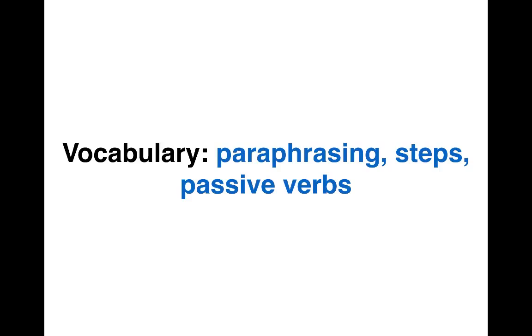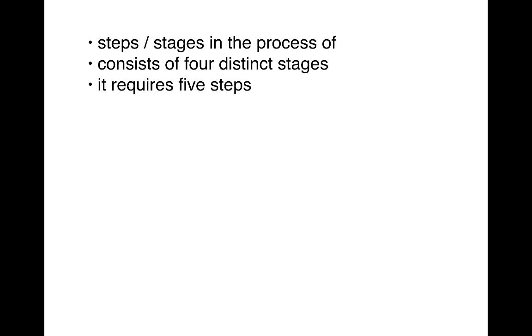Let's look now at the vocabulary as we usually do. This time we need to look at paraphrasing, steps language and passive verbs, and maybe one or two other good items of vocabulary that I used in the report. We've got steps or stages in the process of, consists of 4 distinct stages, it requires 5 steps, raw materials, end products. I almost always use those 2 phrases in this type of report because a man-made factory process starts with raw materials and always ends with end products.